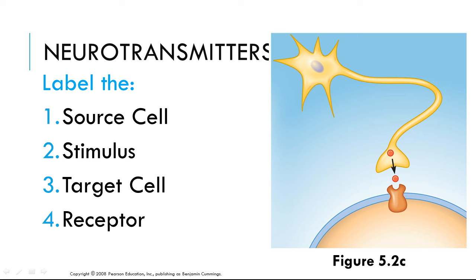Alright, so in this simplified image, figure 5.2c in your textbook, where is the source cell? The top, what color is it? The yellow thing. What is that yellow thing? A nerve cell. Okay, so this is a super simplified nerve cell that you would find in your brain, your spinal cord, your cranial nerves, or your spinal nerves. You can call them a neuron or a nerve. In this case, neurotransmitters come from nerve cells.